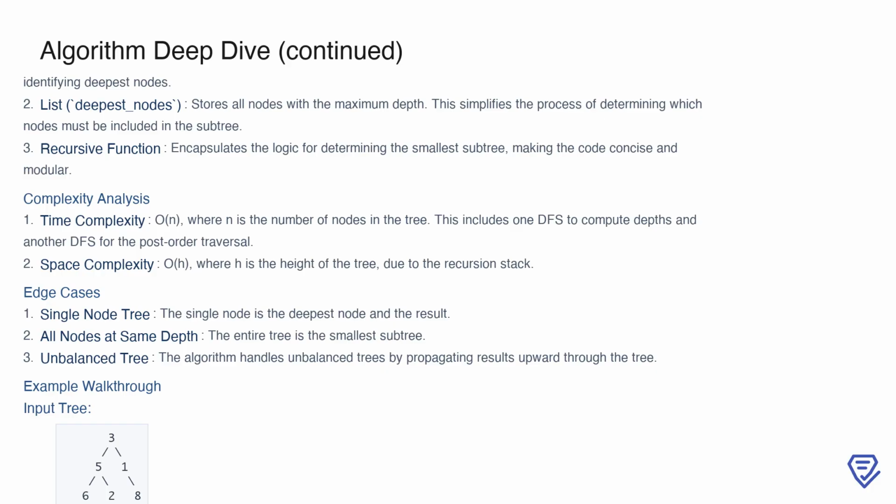Analyzing the complexity, the time complexity is O(n), where n is the number of nodes in the tree. This is because we perform one DFS to compute the depths and a second DFS for the post-order traversal. The space complexity is O(h), where h is the height of the tree, as this is the maximum depth of the recursion stack. The algorithm handles various edge cases, such as a single-node tree where the result is the node itself, a tree where all nodes have the same depth, which results in the entire tree being the smallest subtree, and unbalanced trees where the algorithm correctly propagates results upwards.